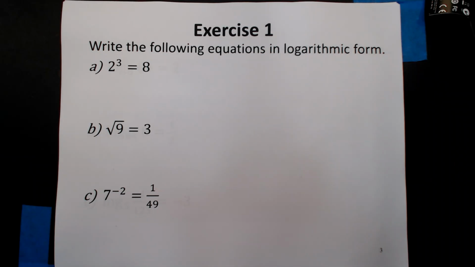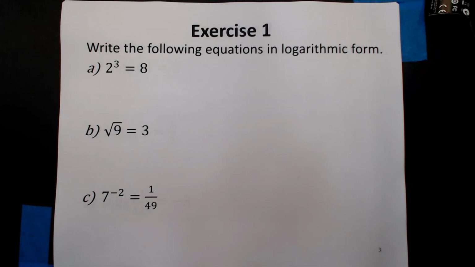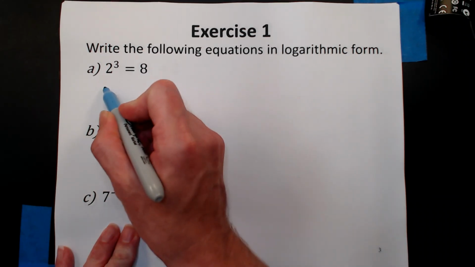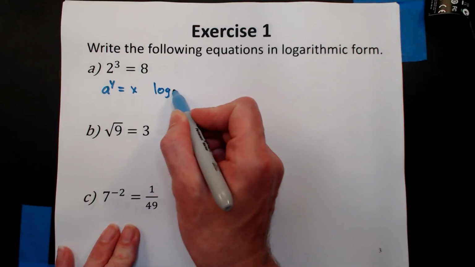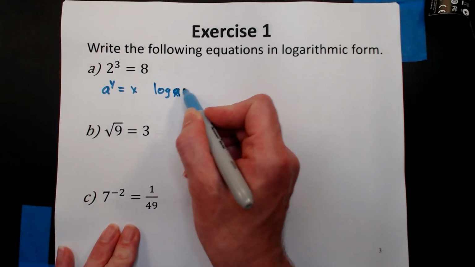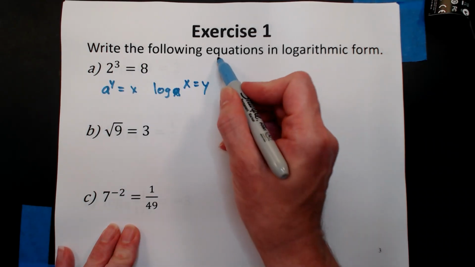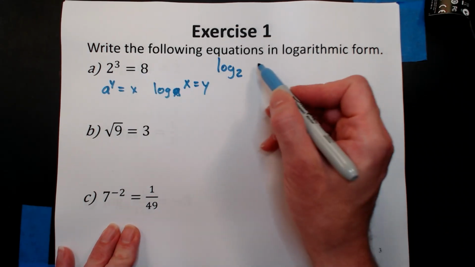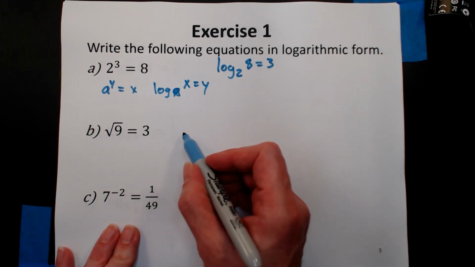Alright, so write the following equations in logarithmic form. Here it's not asking us to solve, and there's nothing to solve for. We're given all the appropriate information. So we're going to rewrite this in logarithmic form. If this is a to the y equals x, then log base a of x will equal y. So here I'm going to have log base 2 of 8 equals 3. What did we raise 2 to get 8? We raised it to the third power.